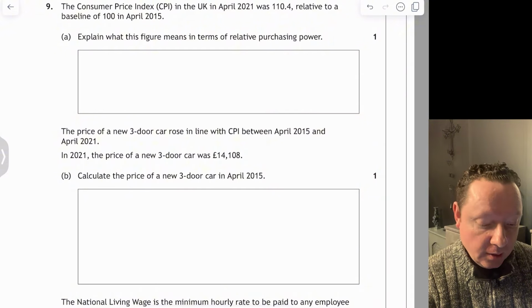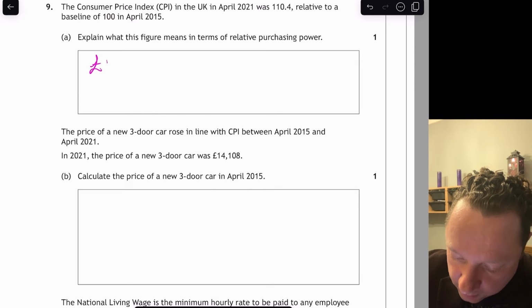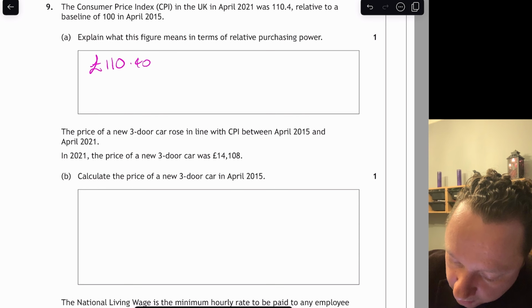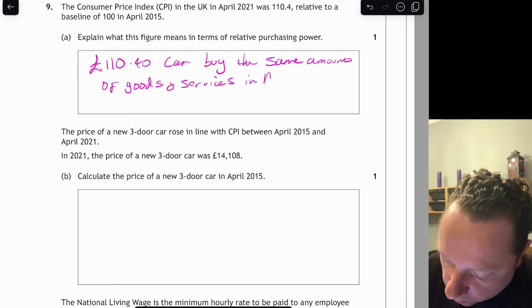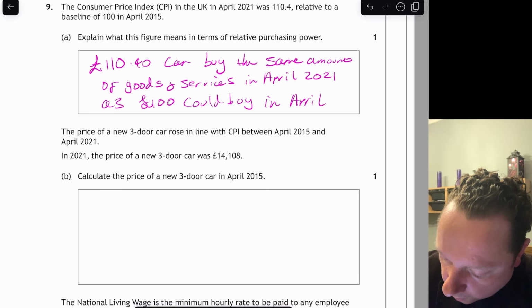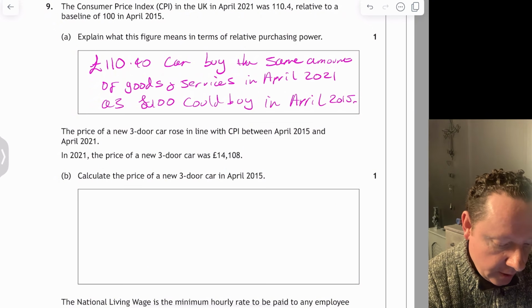The minimum thing you can say to get a mark is purchasing power has decreased, but I would probably expand on that and say £110.40 can buy the same amount of goods and services in April 2021 as £100 could buy in April 2015. Simple as that.